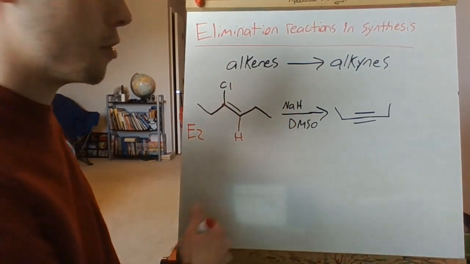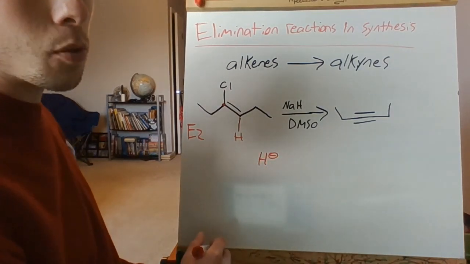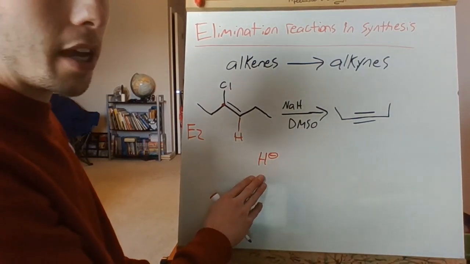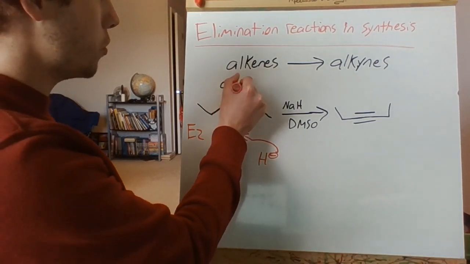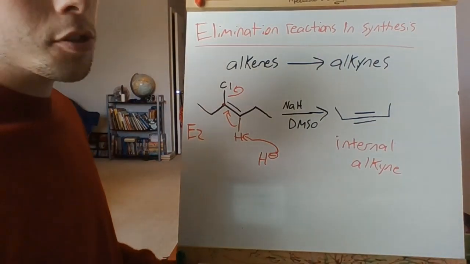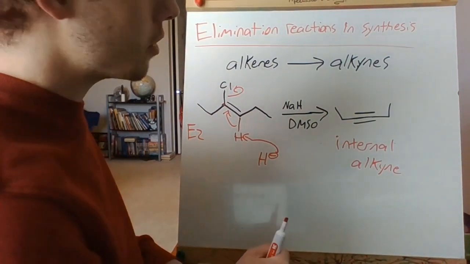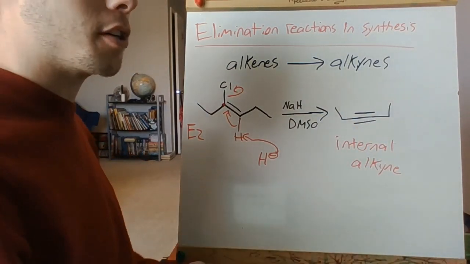Our base here is sodium hydride. Sodium doesn't mean anything. Remember that sodium hydride is a source of H- that acts as a base, and so this comes in and grabs our proton, and we go through our E2 mechanism to get to our alkyne. Also remember that we call this an internal alkyne, and that's because our two carbons of the alkyne are in the inner parts of our chain.